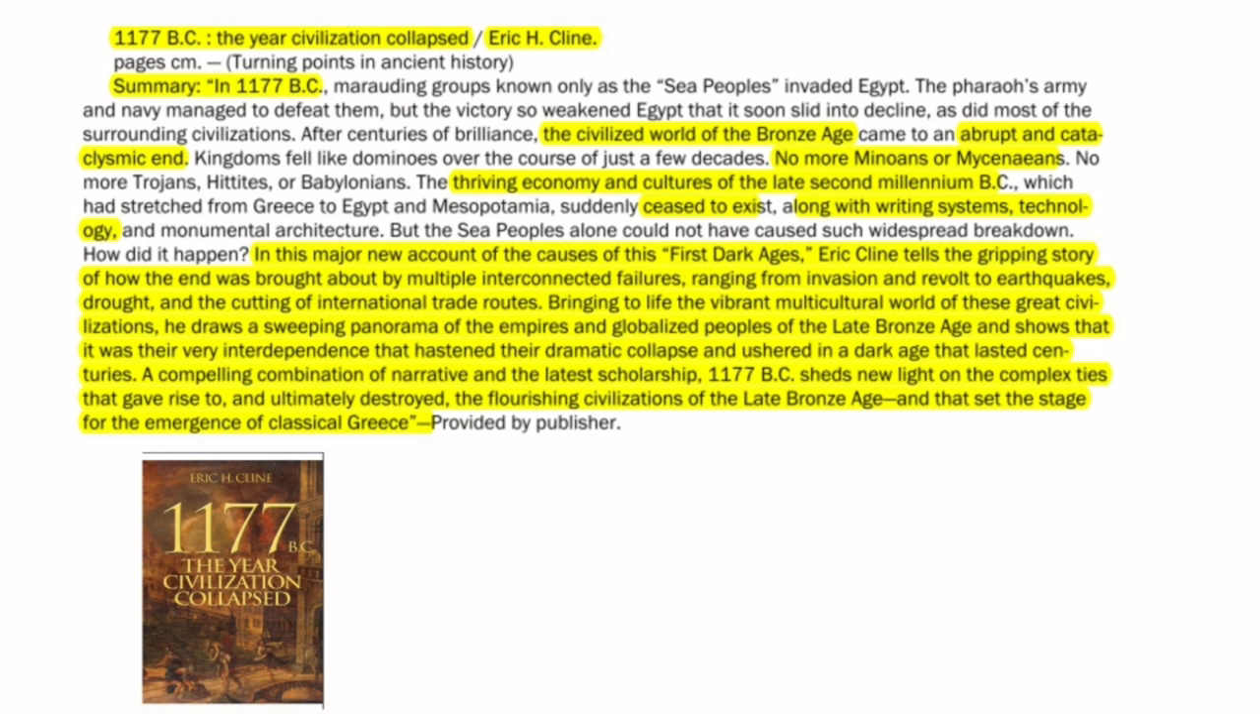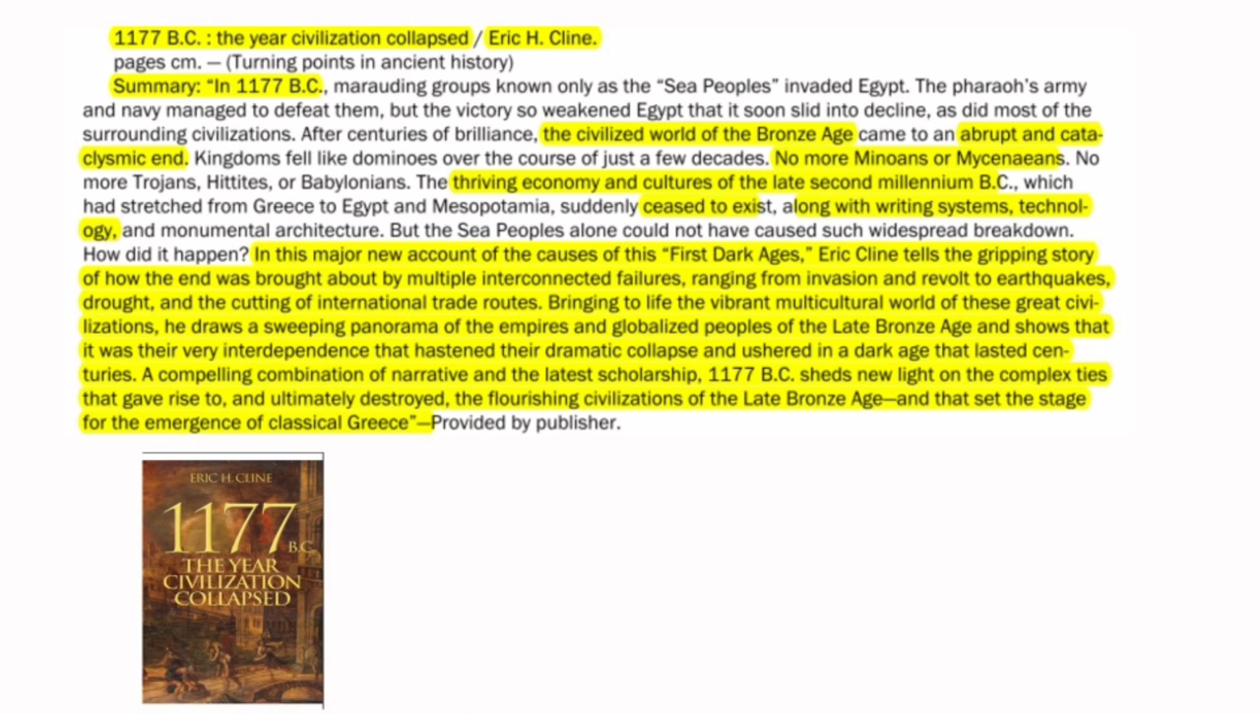The reason why was because the Israelites were setting up a new international trade system, bringing to life the vibrant multicultural world of these great civilizations. He draws a sweeping panorama of the empires and globalized peoples of the late Bronze Age and shows that it was their very interdependence that hastened their dramatic collapse and ushered in a dark age that lasted centuries. A dark age for the pagans, but for the Israelites, it was their rising. It was a change in culture.